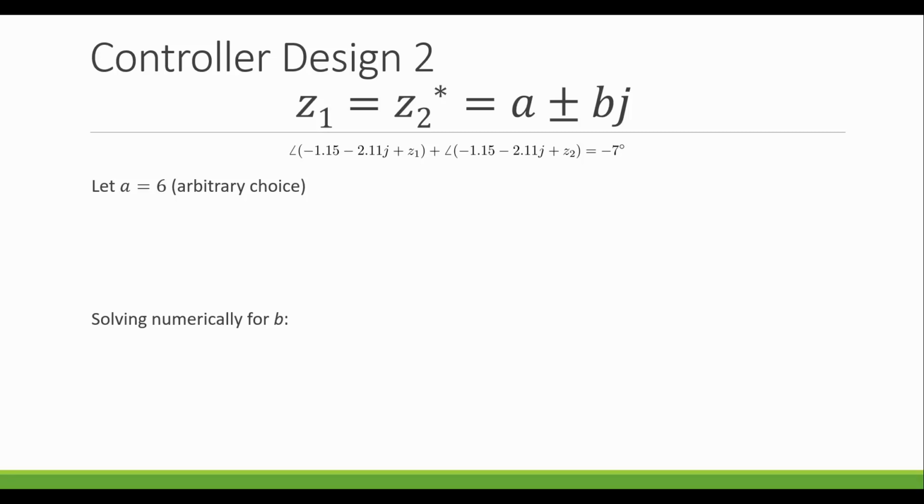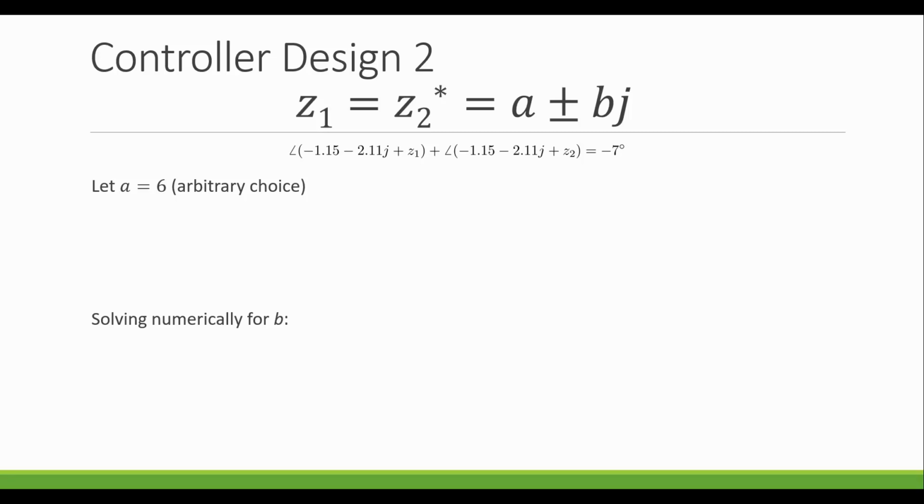So for this design, we're going to stay with the same desired closed loop pole locations at negative 1.15 plus or minus 2.11j. That will be the same between the two controller designs. But what I'm going to vary in this one are the zeros for the controller. So now for the real part, I'm going to let a equal 6 for my z1 and z2, placing the zeros with a real part at negative 6. So this one will be further to the left in the left half plane than our first design choice.